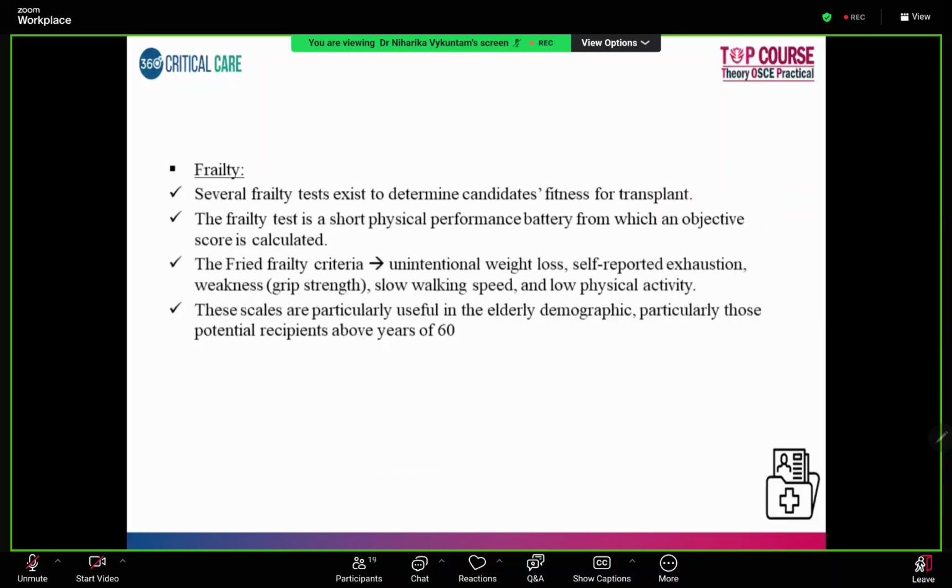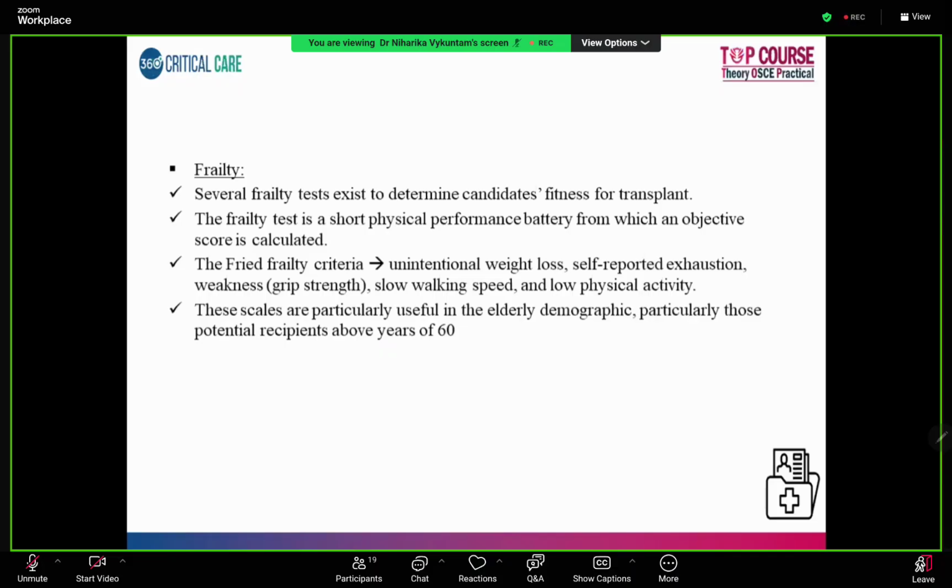Okay, and the last one is about the frailty. So, what is this frailty? It is nothing but a short physical performance battery from which an objective score is calculated. So, basically, it determines the candidate's fitness for transplant. And it is usually done for those patients who are more than 60 years. The most commonly used frailty test is the Fried frailty test, which uses some components.